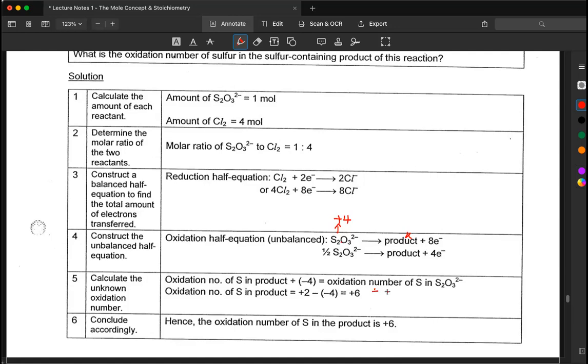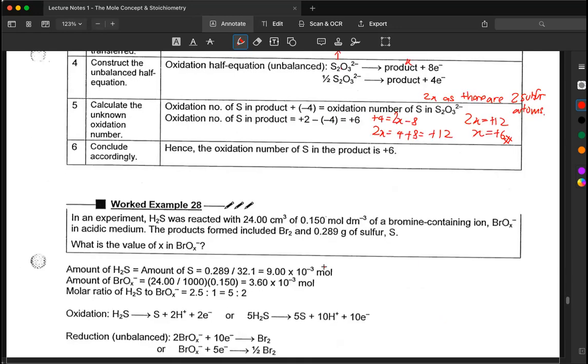So the product will be X. +4 equals X minus 8, because the electron is minus 8. So X equals 4 plus 8, which is 12. But because there are 2 S, it should actually be 2X here. So 2X equals +12, X equals +6, because there are 2 sulfur atoms. Get it? There are 2 sulfur atoms.